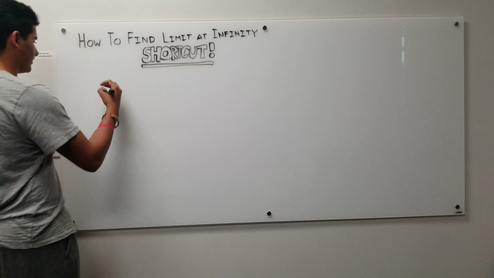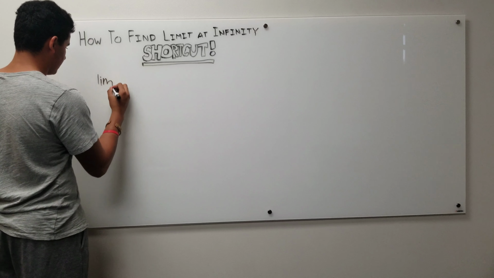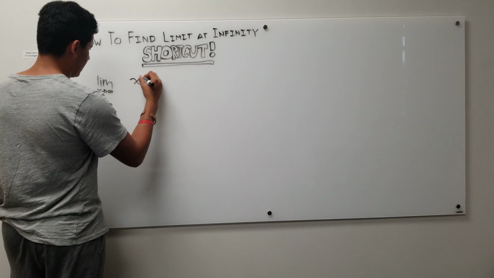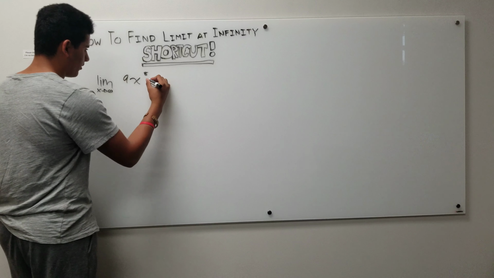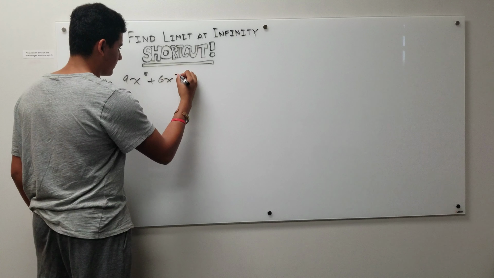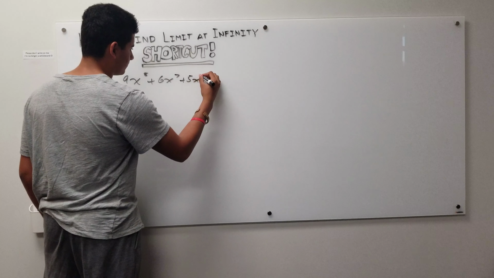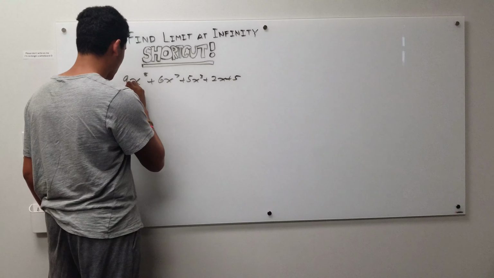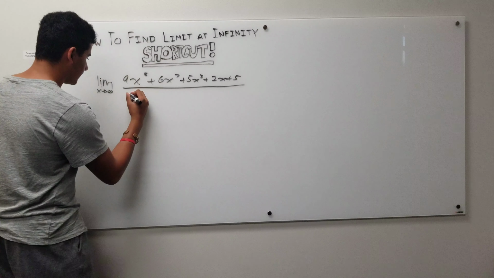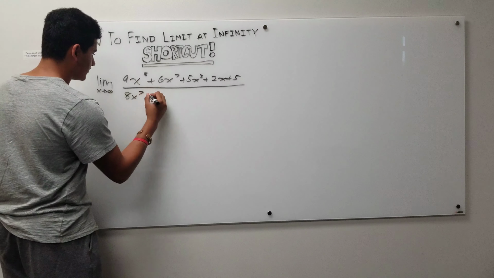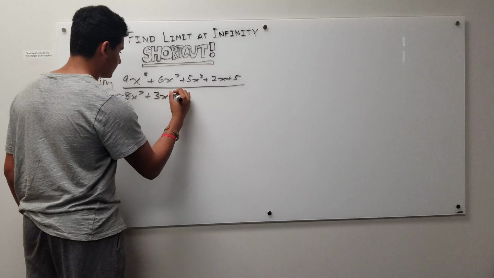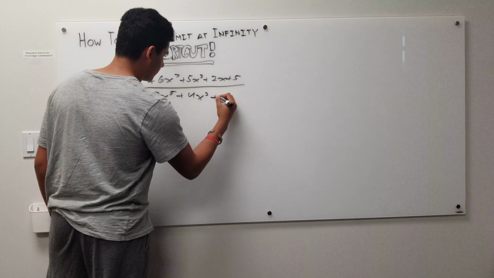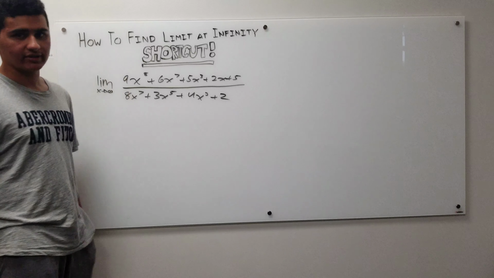Let's say you're given the limit as x approaches infinity of 9x to the power of 8 plus 6x to the power of 7 plus 5x cubed plus 2x plus 5, divided by 8x to the power of 7 plus 3x to the power of 5 plus 4x cubed plus 2. And you're asked to find the limit of this.